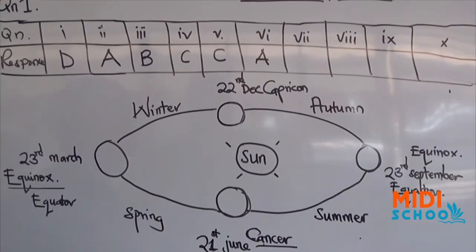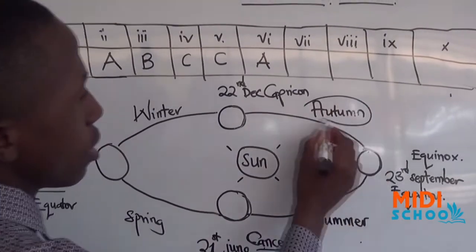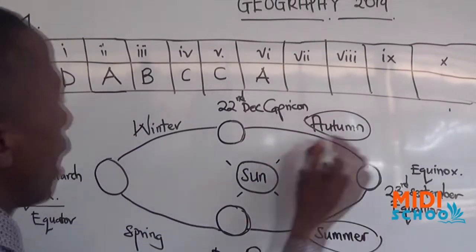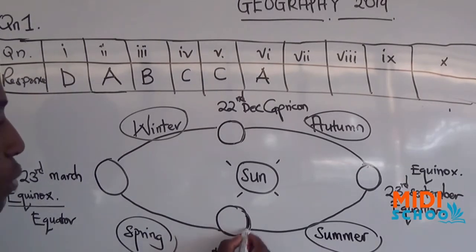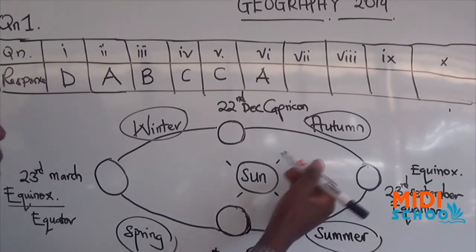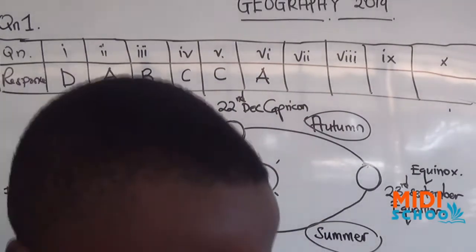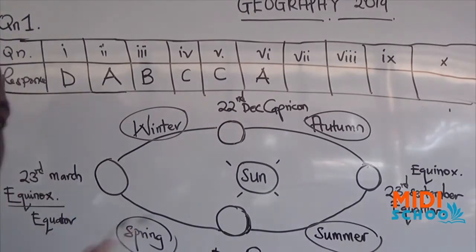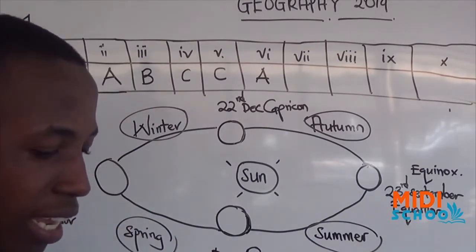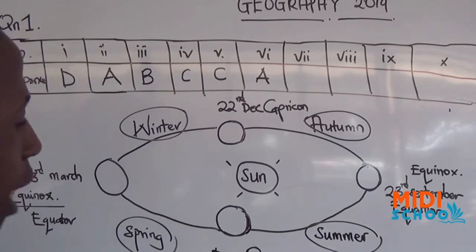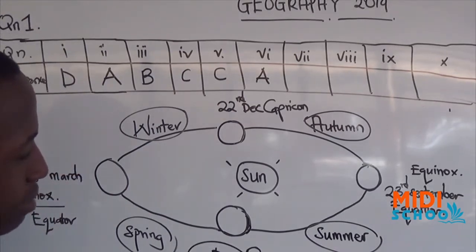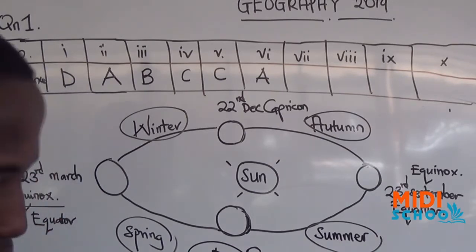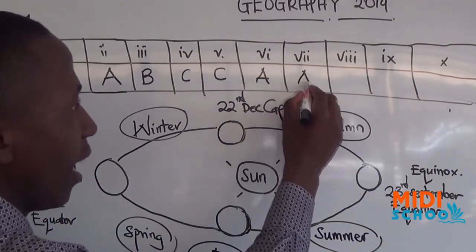So you can witness how these 4 seasons, summer, autumn, winter, and spring, occur per year due to the movement of the earth around the sun. Our question asked: when does summer solstice in the southern hemisphere occur? As we have witnessed, the summer solstice occurs on the 21st of June. So our answer here will be A.